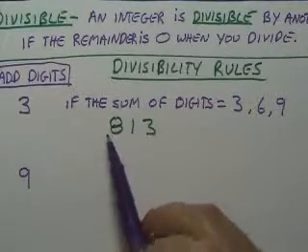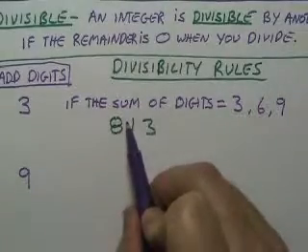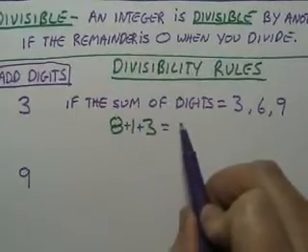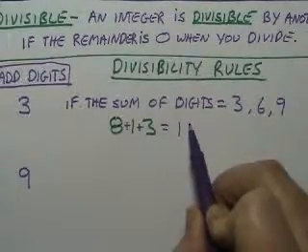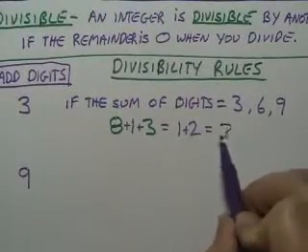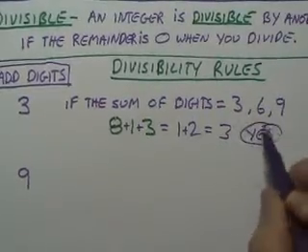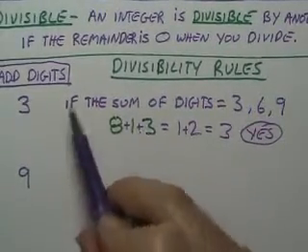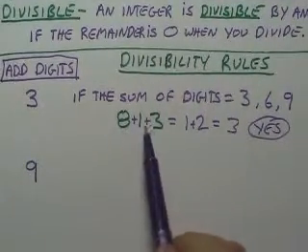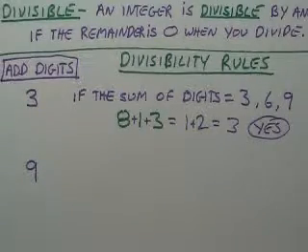Let's put an example number here, 813. If I add the digits, 8, 1, and 3, that equals 12. Now I add those digits: 1 plus 2 equals 3. So the answer is yes. 813 is divisible by 3. 3 is a factor of 813. 3 will go into 813 with no remainder.